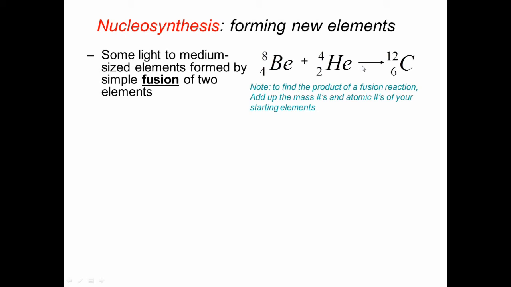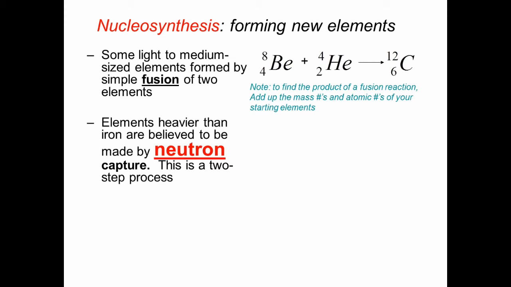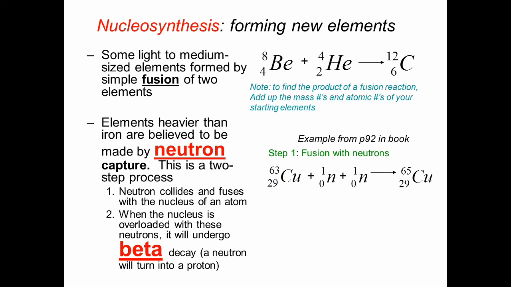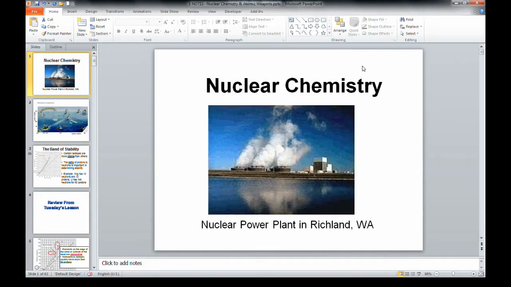Elements heavier than iron are believed to be made by something called neutron capture. This is a two-step process. First, a neutron collides and fuses with the nucleus of an atom. And then it's overloaded with neutrons, so it undergoes a beta decay. A neutron changes into a proton. And that is it for the nuclear chemistry lecture.